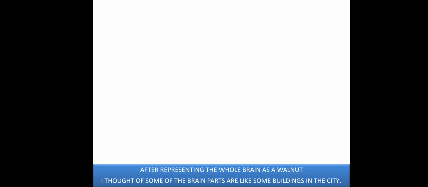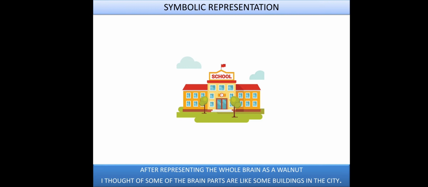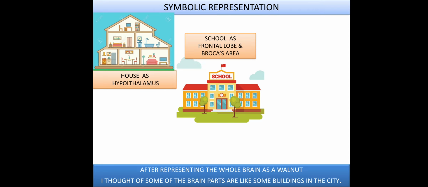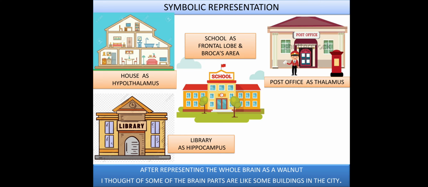Now, after representing the whole brain as a walnut, I thought of some of the brain parts like buildings in a city, where the frontal lobe and Broca's area are symbolized as the school of the brain, because that is where we learn language and other higher order functioning. Then I thought of the hypothalamus as the house or home of the brain, because here the best environment is created for our well-being. Like the hypothalamus is the thermostat. Then the thalamus as the post office of the brain, for it acts like one, sending messages to the correct location. The hippocampus, which is involved in long-term memory, is imagined like a big library which stores all the information.